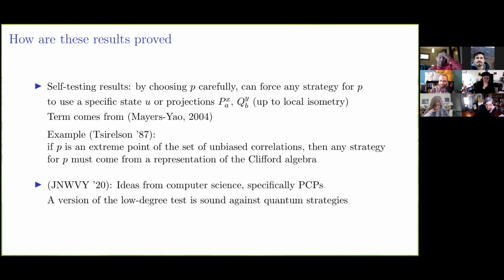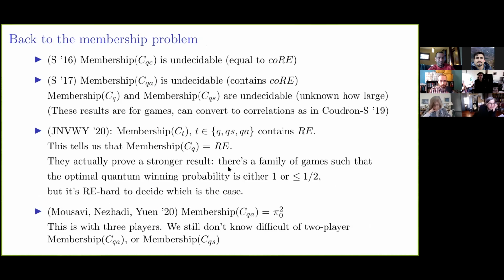They didn't do either. So what they proved is that if you go to non-local games, there is a family of games, the two-player games exactly like I talked about, such that the optimal quantum winning probability is either 1 or less than or equal to a half. And then the problem of deciding which of these two is the case is RE-hard.